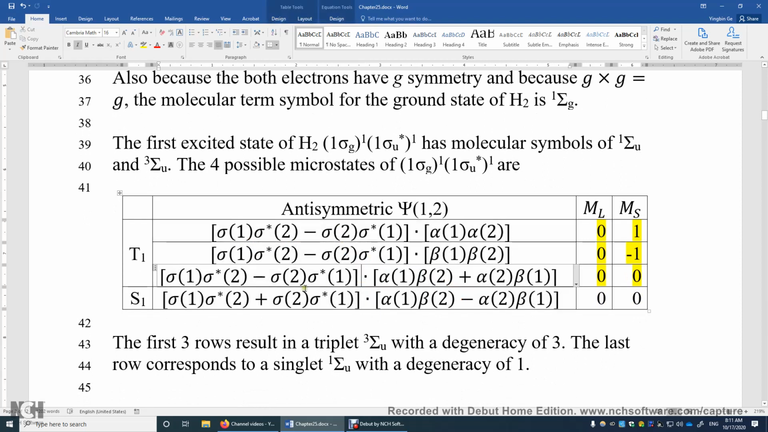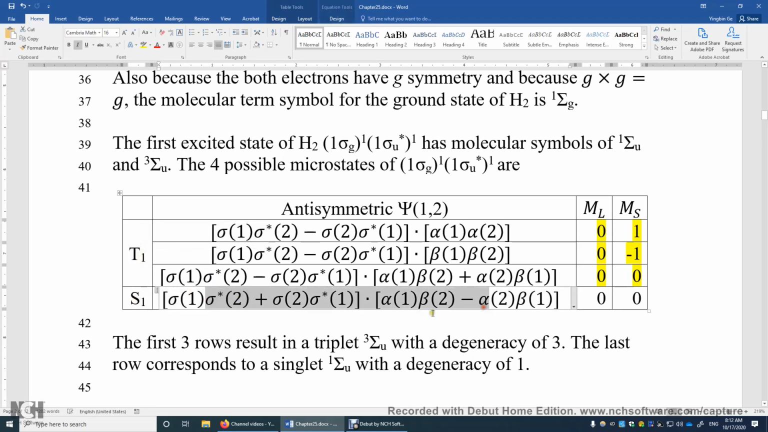They are all in the form of a product of a spatial function and a spin function. Spatial function, spin function. Spatial function, spin function. So let's look at this S1 electronic state. This means the first excited state. And S means singlet. So this one is a triplet, first excited state.